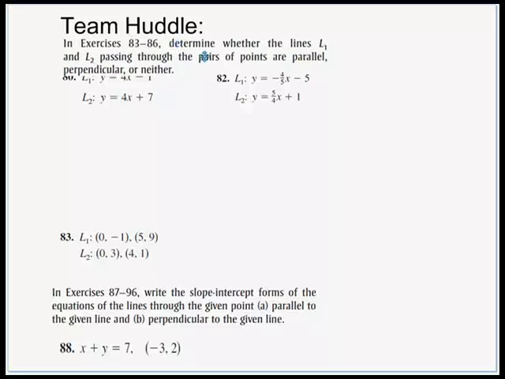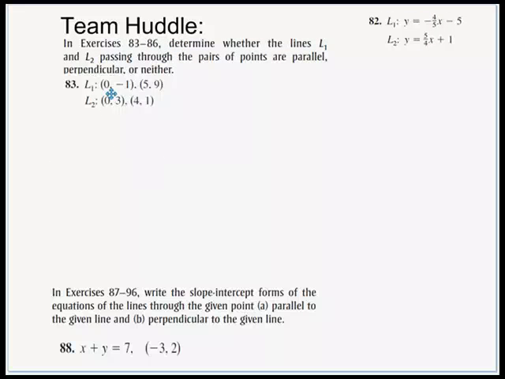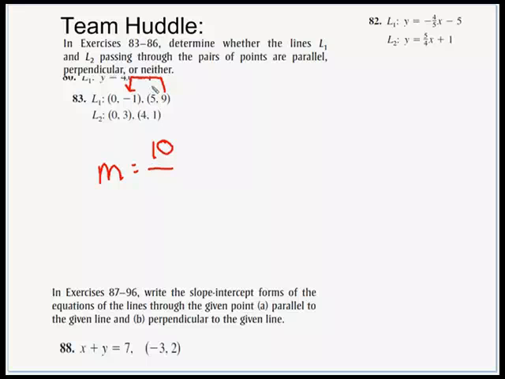83. We're just finding a couple slopes here. So our slope m is numerator y minus y. Here it's going to be 9 minus negative 1, which is a 10, divided by 5 minus 0, which is 5. So that slope is a positive 2.